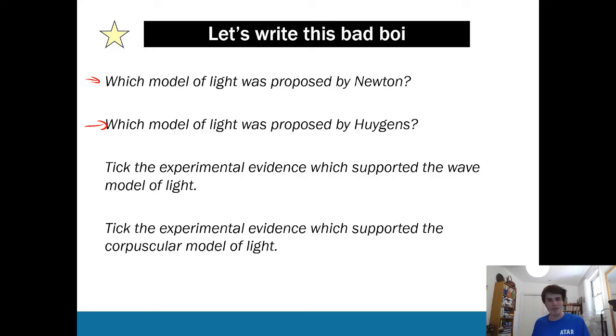Okay. Then, once we've described the model of light and we've done a little bit of a comparison between the two, we do the same thing just with the experimental evidence instead, right? So we consider what were the pieces of evidence that supported the wave model, what were the pieces of evidence that supported the corpuscular model.